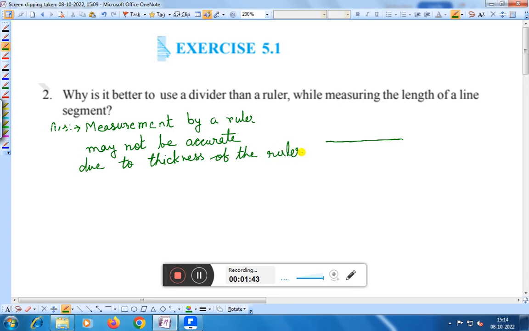That means if we measure a line segment with the help of a ruler, it may not be accurate due to its thickness, right? And if we measure the length with the help of a divider, then since the divider is very sharp at the end point, therefore the measurement may be accurate, right?